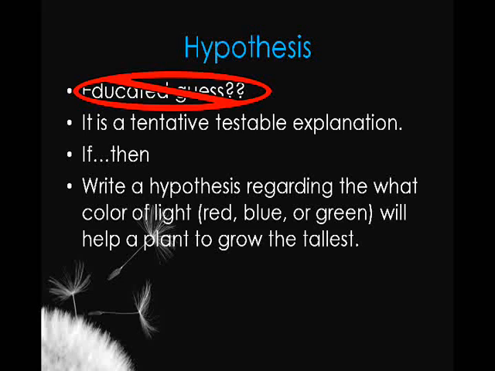So if you wrote something like, if I give different colors of light to a plant, then one of them will grow taller, that is not an explanation. That is not providing what you think will happen. So you need to select one of the colors of light and make sure that that is incorporated into your hypothesis as a prediction for what will happen.